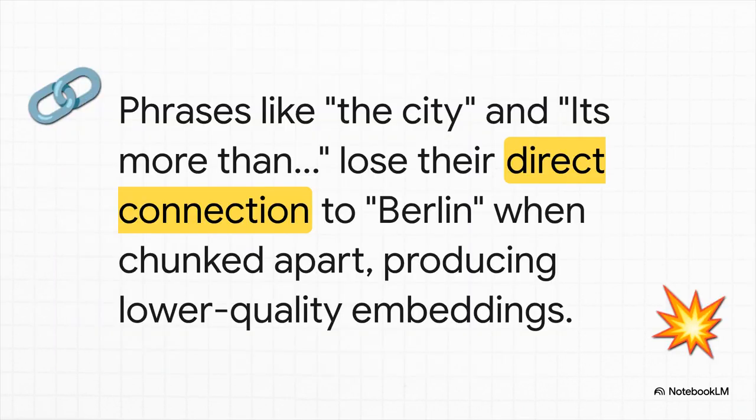Okay, let's make this real. Here's a perfect example from the research paper all about the city of Berlin. Imagine you split this document up. Now you've got these little sentence fragments floating around, like "it's more than 3.85 million," or "the city is also." They've become total orphans. The connection back to Berlin is completely broken. When an embedding model sees these chunks all by themselves, it has zero clue that "its" or "the city" is actually talking about Berlin. All that crucial context?